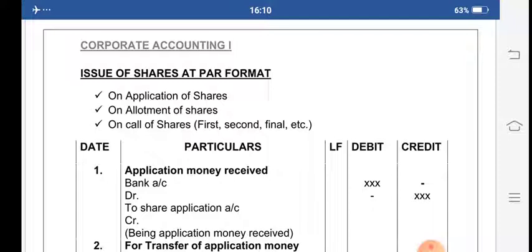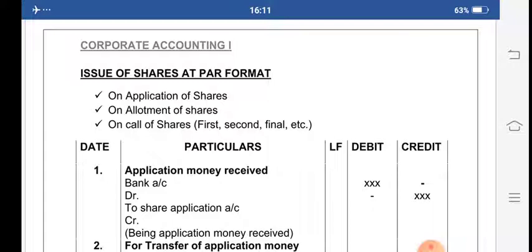Now this is the issue of shares at par format. How do we pass the journal entries if it is an issue of shares at par value? A separate format is there for the issue of shares at premium, as well as at a discount. The problem will mention whether shares are issued at par, discount or premium. Now see how we have to pass the journal entries.